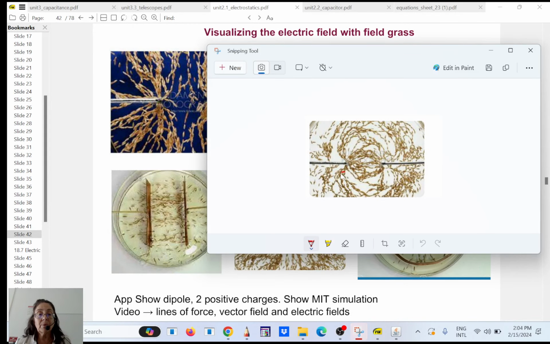If I let go, what's going to happen if this is positive? It has potential energy. What's going to happen if I let go? It's going to accelerate, right, to the minus. Why does it want to accelerate? Because it wants to decrease its potential energy. Now, this works only if you have a uniform electric field.